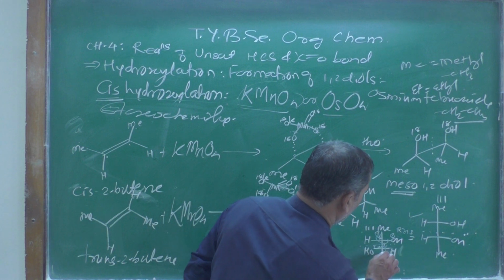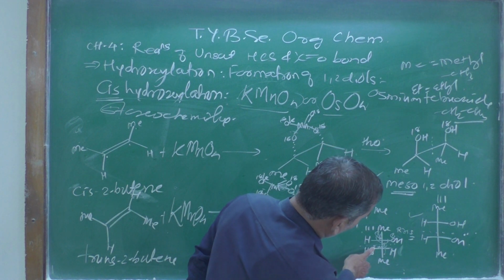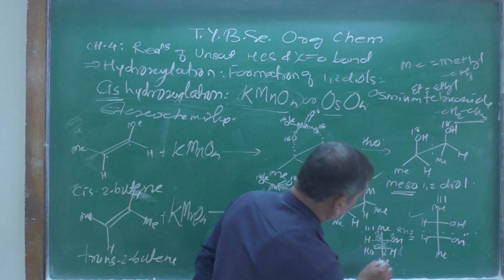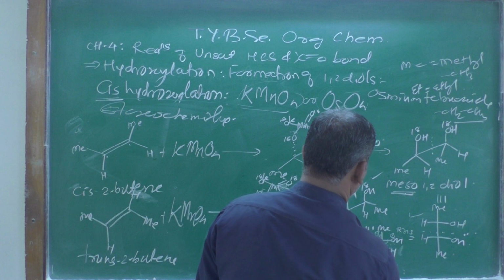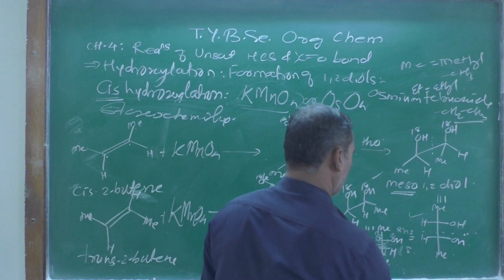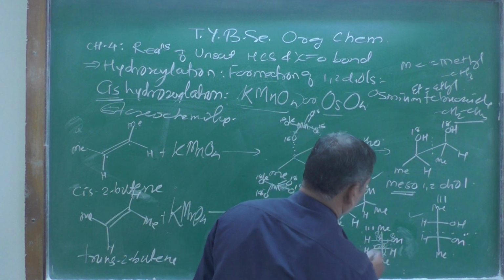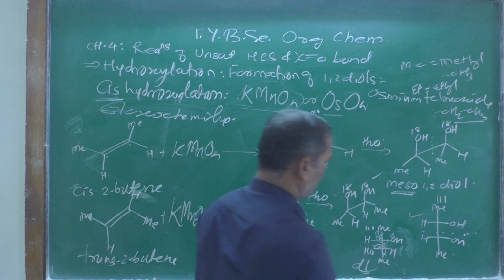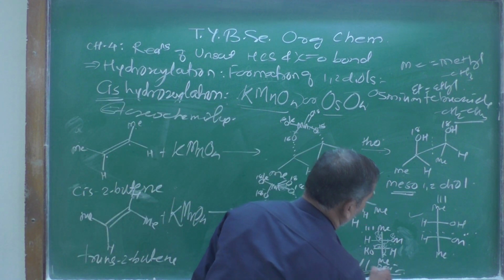Here again R changes to S, with 1, 2 and 3. This is again that type of configuration, 1, 2, 3, R changes to S. It doesn't matter here, but remember that we can call them a DL pair. DL pair means dextrorotatory and levorotatory.